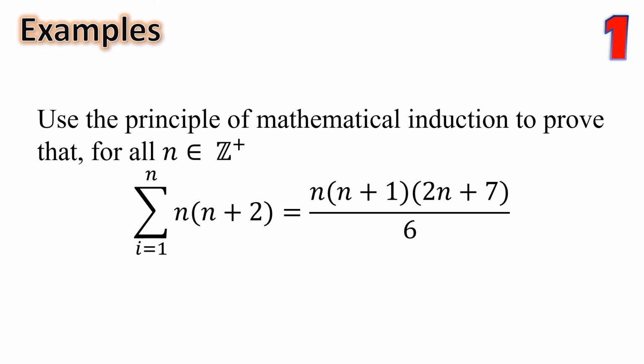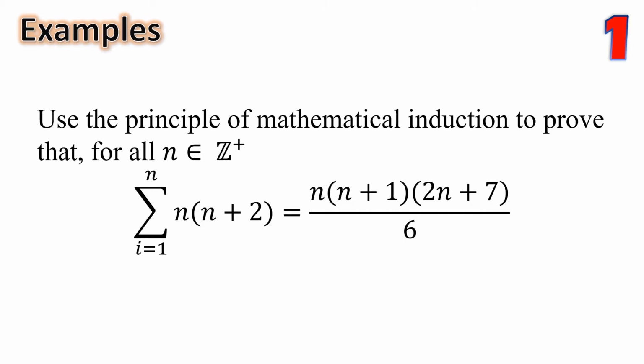Let us have some examples. Number 1. Use the principle of mathematical induction to prove that for all n element of positive integers, the summation of i times i plus 2 from 1 to n is equal to n times n plus 1 times 2n plus 7 all over 6.